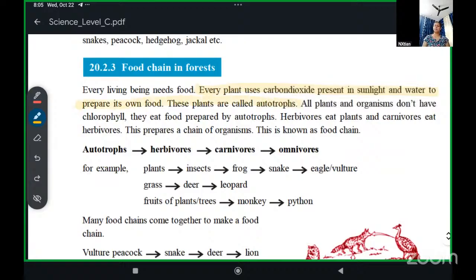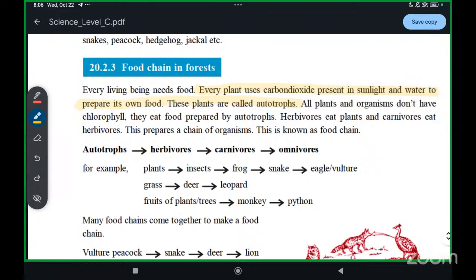All organisms that don't have chlorophyll eat the food prepared by other plants and animals. Herbivores eat plants and carnivores eat herbivores. This prepares a chain of organisms which is known as a food chain.